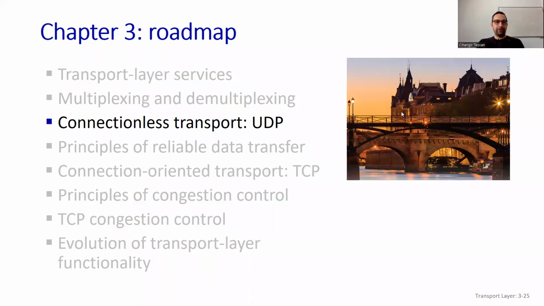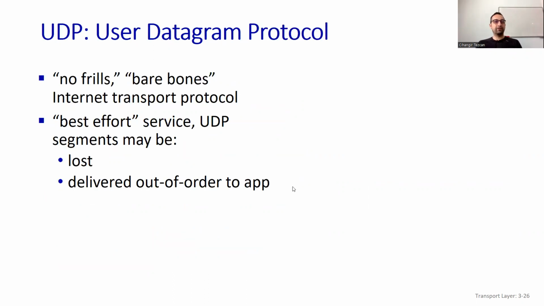All right, so we talk about multiplexing and demultiplexing. Now we should talk about the two protocols we have, UDP and TCP. UDP is a lot simpler than TCP, so we start with UDP, which is connectionless transport. That is generally referred to as a no-frills, bare-bones internet transport protocol.